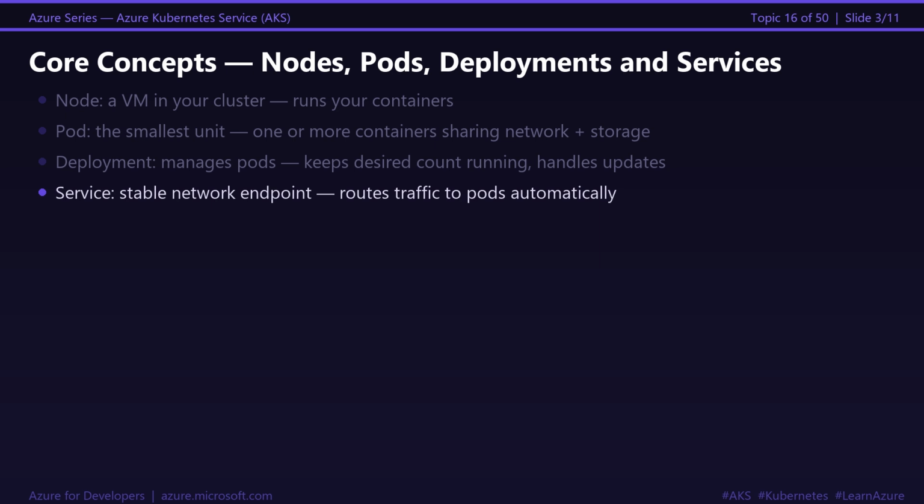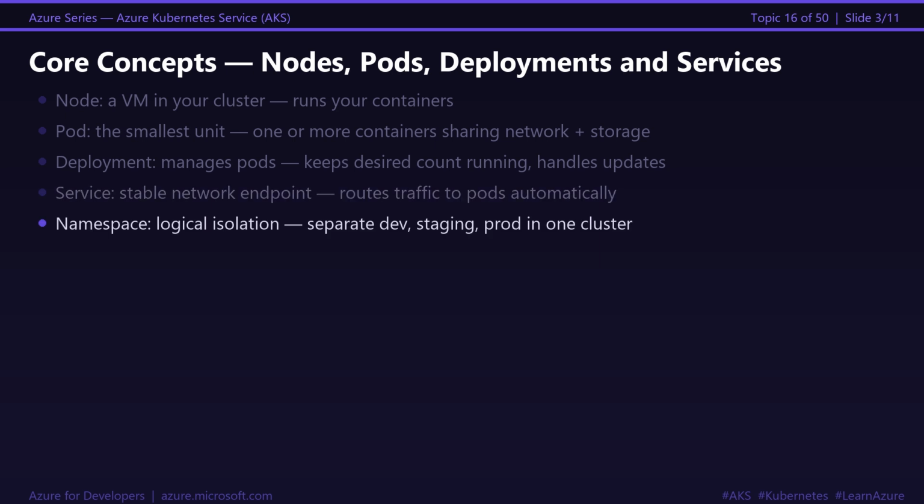A service is the stable network entry point. Pods are temporary, they get created and destroyed constantly. A service provides a fixed IP and DNS name that always routes to healthy pods, no matter how many times they restart.